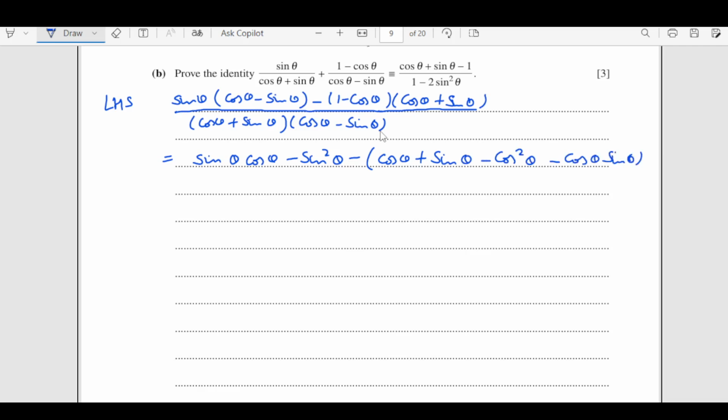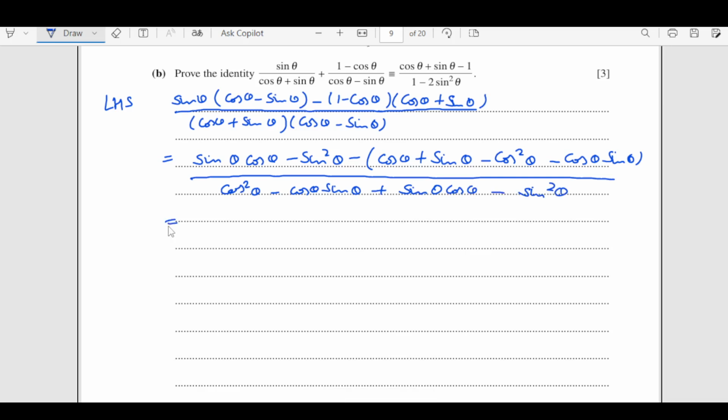Now expand this also. This is going to become cos squared theta minus cos theta sin theta, then plus sin theta cos theta, minus sin squared theta.